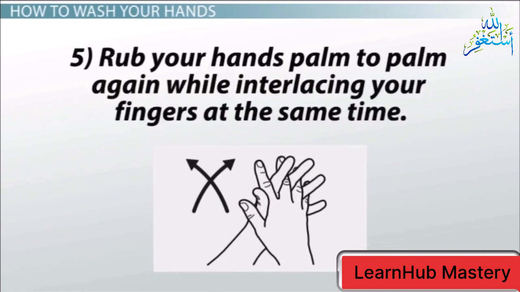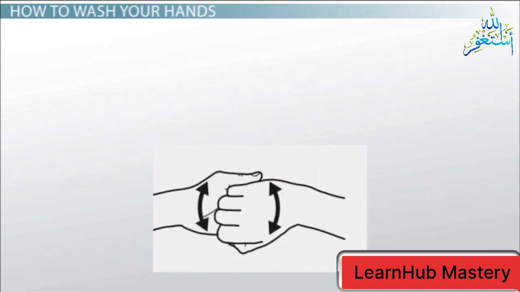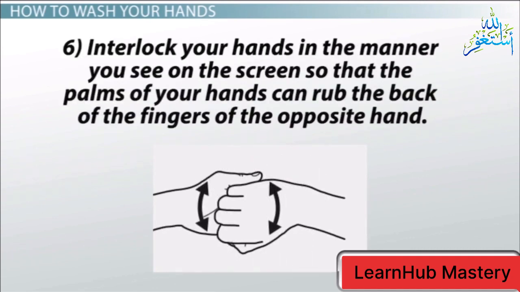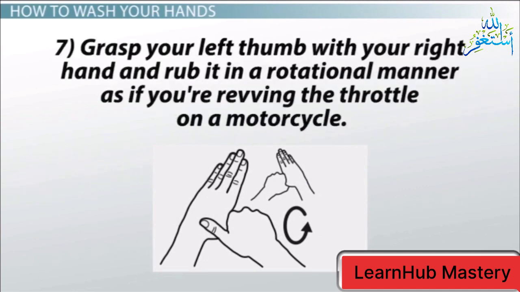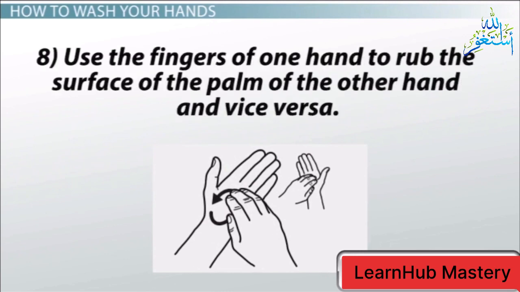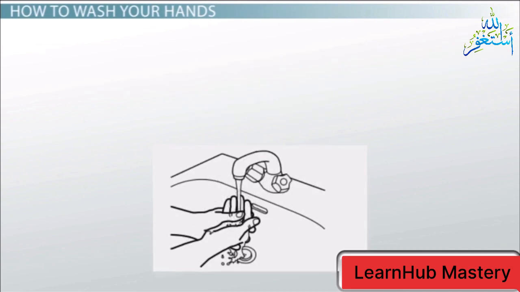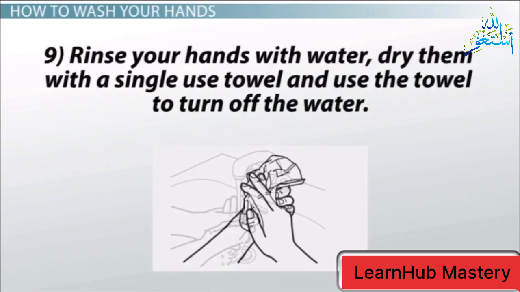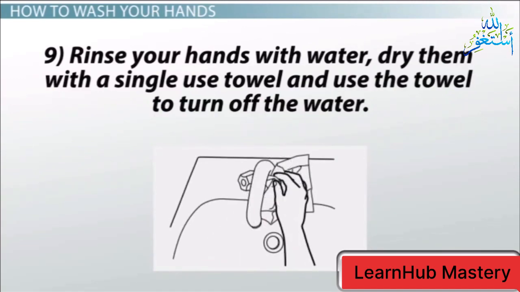Step 5. Rub your hands palm to palm again while interlacing your fingers at the same time. Step 6. Interlock your hands in the manner you see on the screen so that the palms of your hands can rub the back of the fingers of the opposite hand. Step 7. Grasp your left thumb with your right hand and rub it in a rotational manner as if you're revving the throttle on a motorcycle. Do the same with the other thumb using your left hand. Step 8. Use the fingers of one hand to rub the surface of the palm of the other hand and vice versa. Step 9. Rinse your hands with water. Dry them with a single-use towel and use the towel to turn off the water.